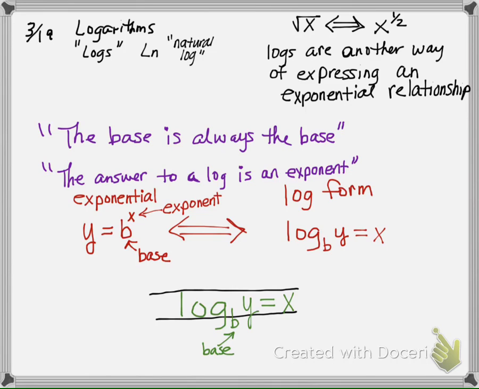The base is always the base, right? The b, that's the base of our exponent, is now the base of our log. The exponent x is now the answer to our log. There's only one other spot for the y to go, right?